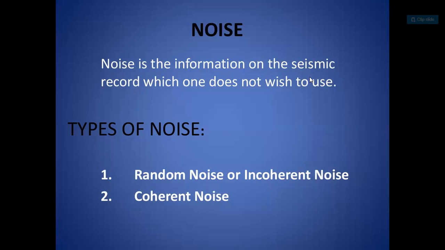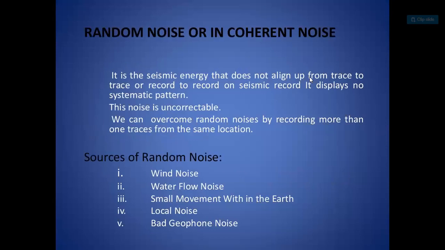Types of noise: random noise, or incoherent noise, and coherent noise. Random noise, or incoherent noise, is the seismic energy that does not line up from trace to trace or record to record on the seismic record. It displays no systematic pattern. These noises are uncorrectable, but we can overcome random noise by recording more than one trace from the same location. Sources of random noise: wind noise, water flow noise, small movements within the earth, local noise, and bad geophone noise.